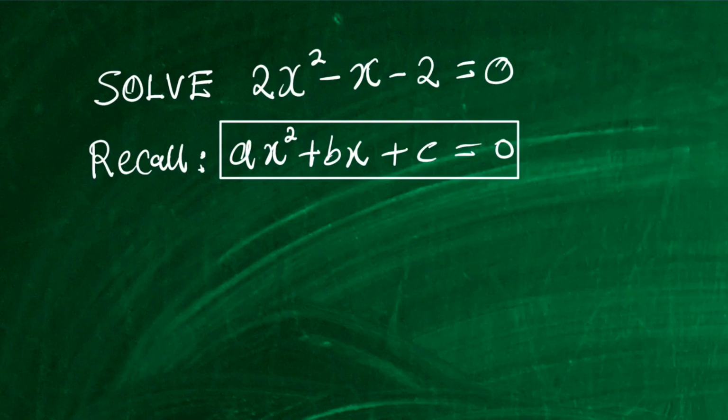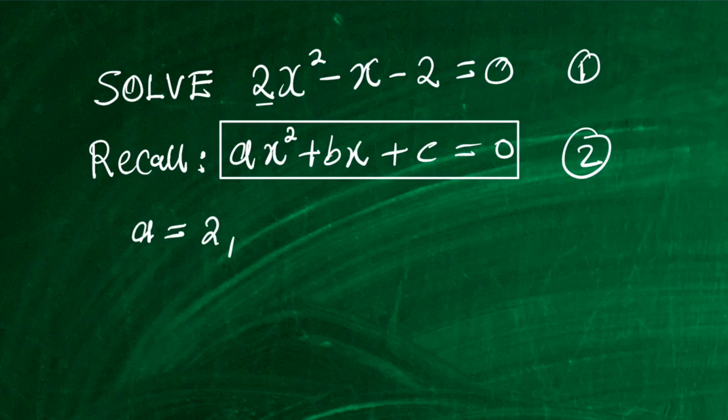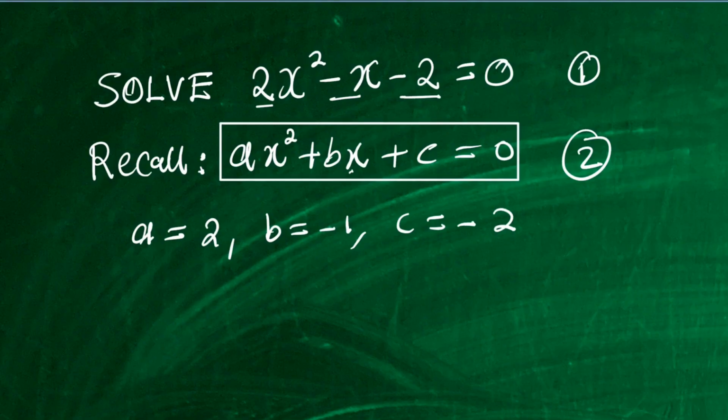If you compare equation 1 and equation 2, you can see here that the coefficient of x squared is 2, so a is 2. And the coefficient of x is negative 1, so b is negative 1. And the constant term here is negative 2, so c is negative 2.